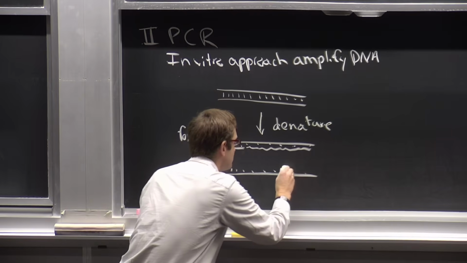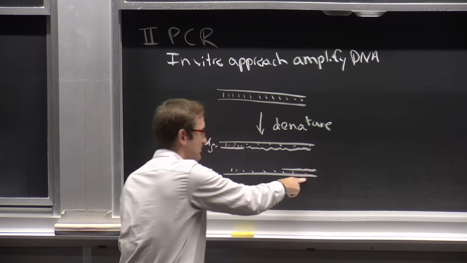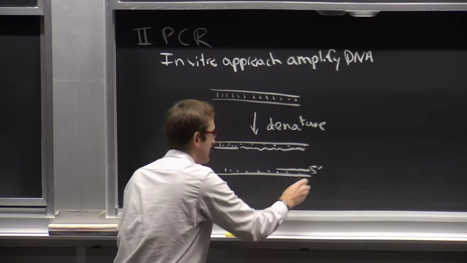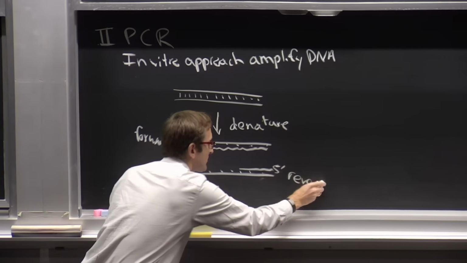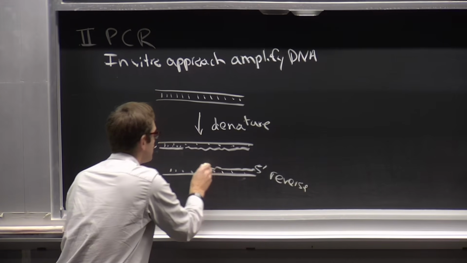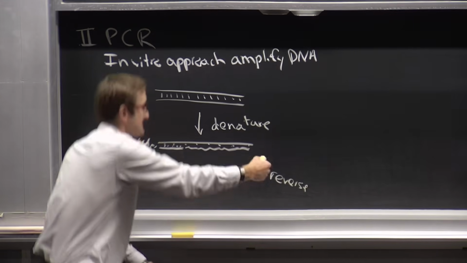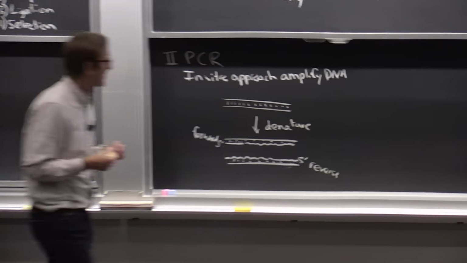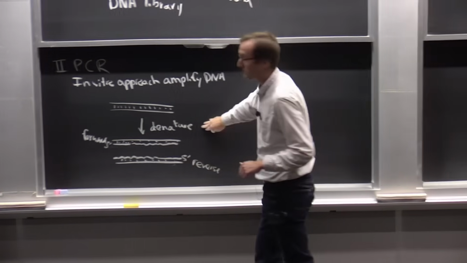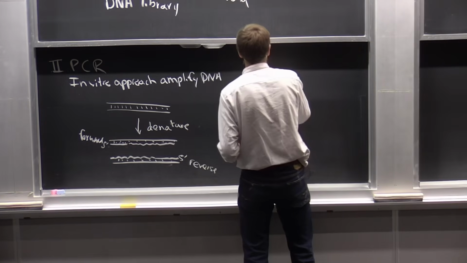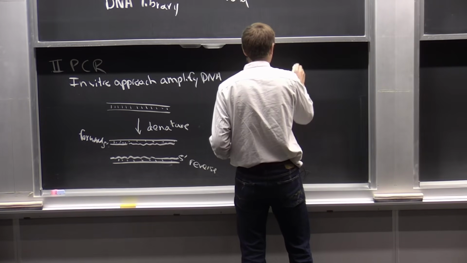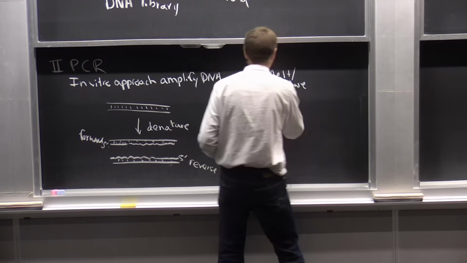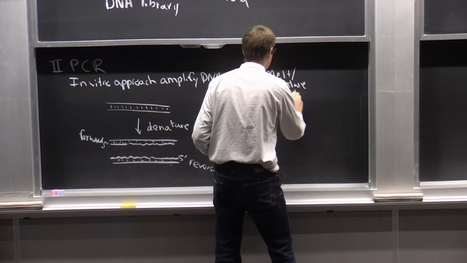And on the other strand, you can design a primer that's complementary to these bases here. Again, the 5' end is out. This would be known as the reverse primer. And then you could have a DNA polymerase synthesize the opposite strand, okay? All right, so the first step would be to melt or denature the double-stranded DNA.